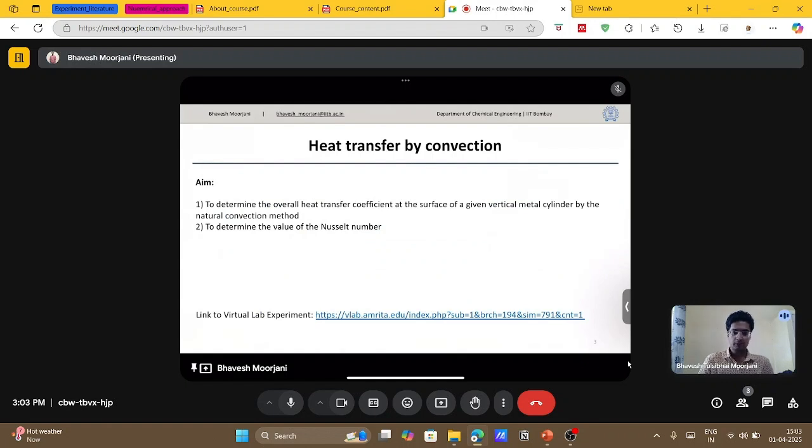So the aim of our experiment today is to understand heat transfer in convection, and then we will determine the overall heat transfer coefficient for a given vertical metal cylinder surface through the natural convection method, and we will determine the Nusselt number value for the given conditions, right? So again, like the previous experiment, it's a fairly simple experiment, but we will try to understand the fundamentals behind convection, various equations that are used to define convection, and what output we will get through these experiments.